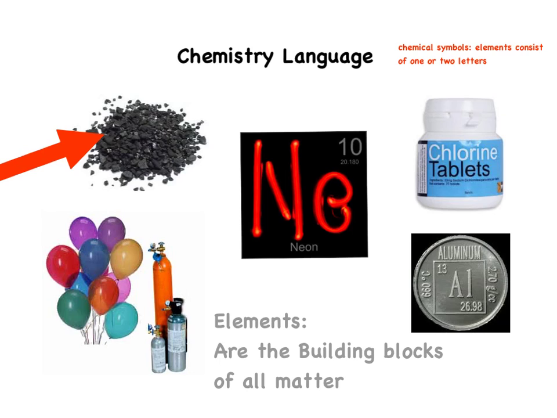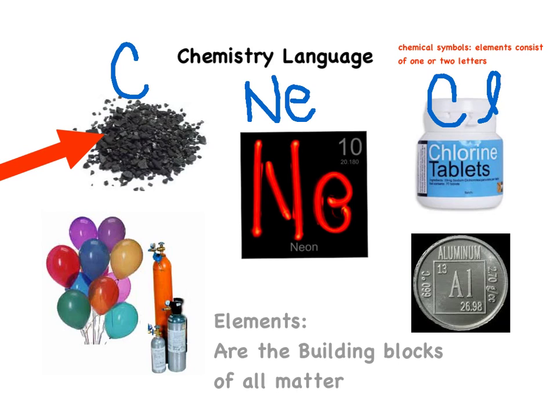Chemical symbols contain one or two letters. The chemical symbol for carbon is a capital C. The chemical symbol for neon is capital N, lowercase e. The chemical symbol for chlorine is capital C, lowercase l. The chemical symbol for helium is capital H, lowercase e, and the chemical symbol of aluminum is capital A, lowercase l. It is important to make sure that when the symbol is represented with a lowercase, that we use lowercase. We do not want to confuse two elements as a compound.